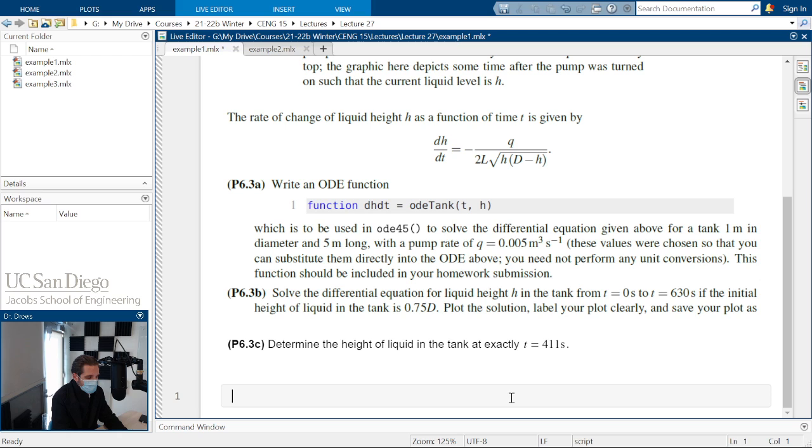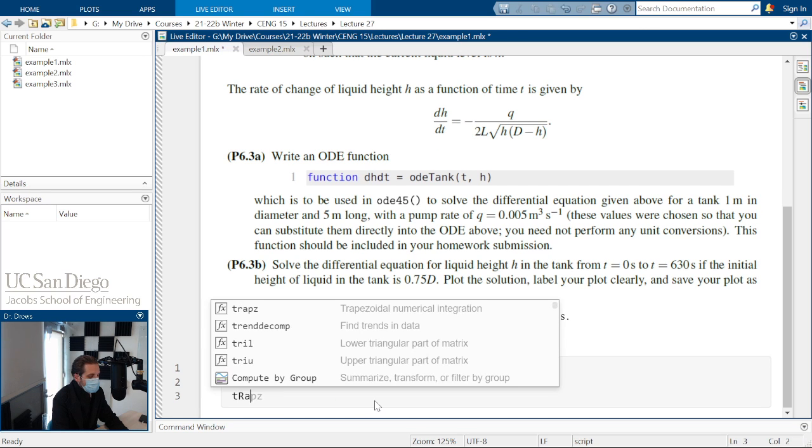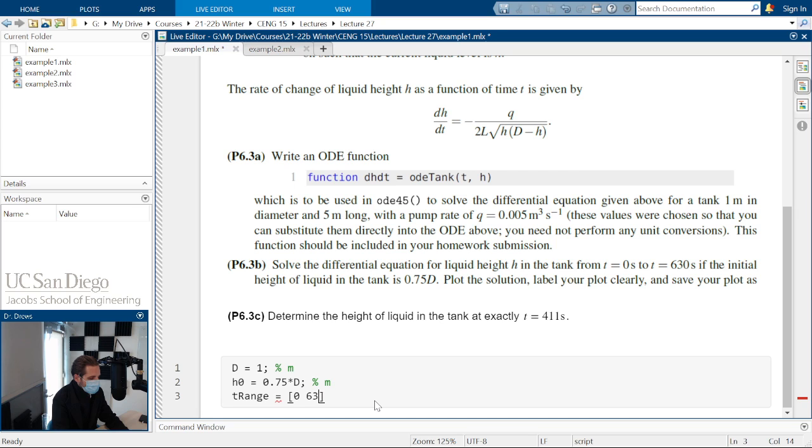The first thing that we need is that initial condition. So h0 is our initial height, and it's equal to 0.75 times the diameter, whatever the diameter happens to be, just so that we can see that it's not always just a number. You can calculate that based off of other things. We'll adjust it so that we define the diameter as 1 meter and the height as 3/4 of that. We need our time range. That is our 0 to 630, and it's in seconds.